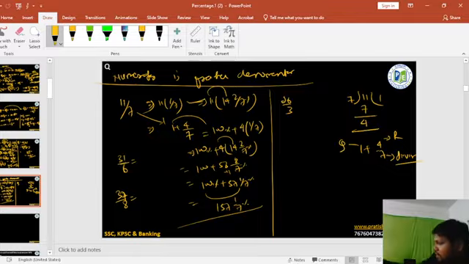Similarly, 31 by 6, how much can we write? Just divide 31 by 6. How many times will it go? 5 times. So write down 5 plus 1 by 6, since 31 minus 30 is 1, and the 1 is your remainder. 5 plus 1 by 6. Proceed in the same way, everyone. Tell me the answer of the remaining 3 questions.